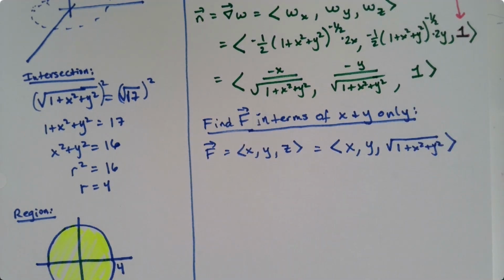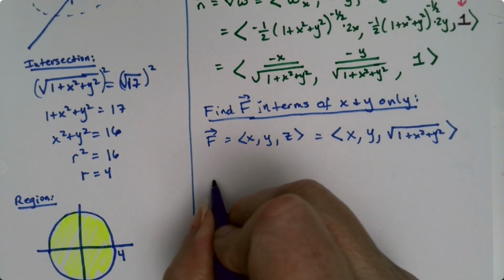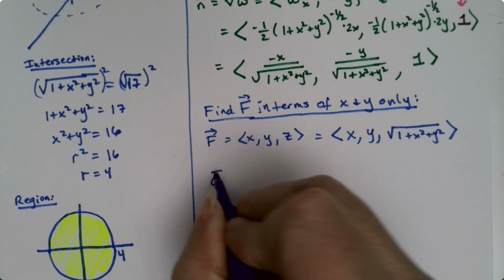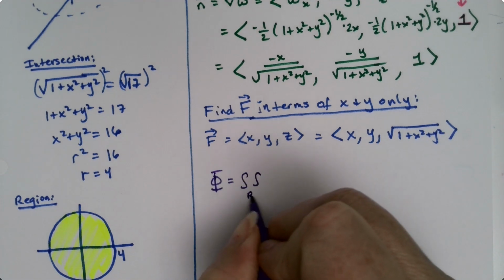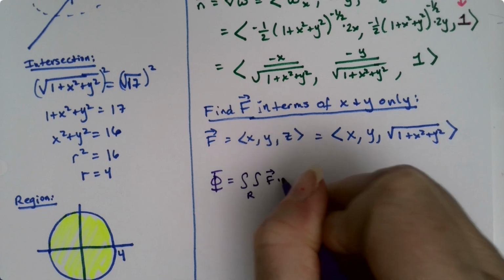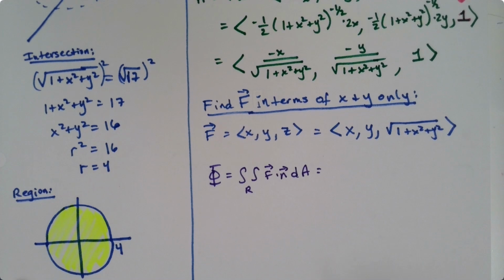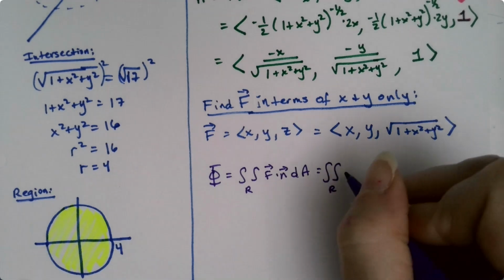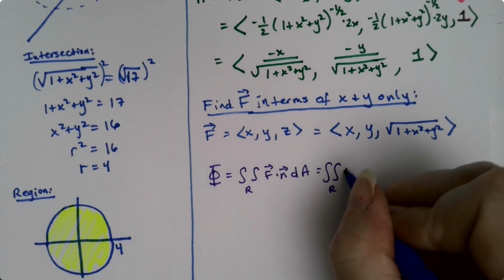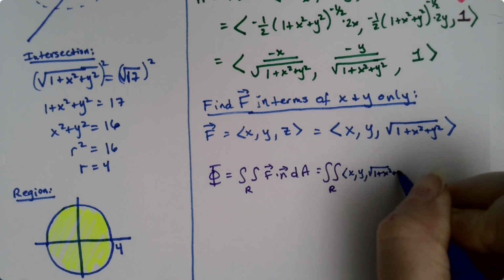All right, now we're ready to find the flux, sort of. The flux would be equal to the double integral over the region of F dot n dA. F is x, y, square root of 1 plus x squared plus y squared.